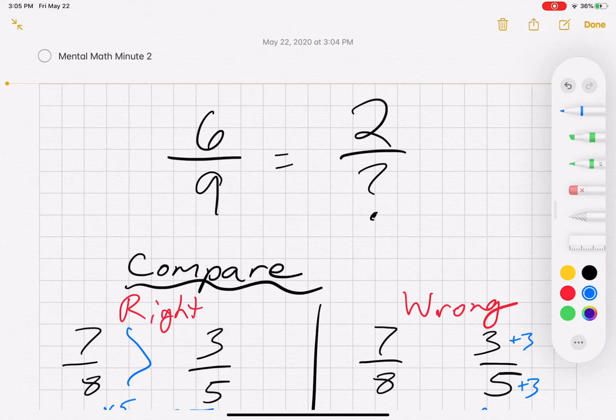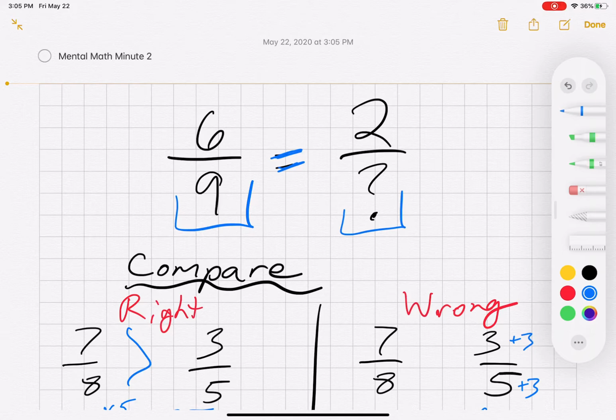Okay, so we're doing mental math again, and these problems I took from things that I noticed that people are making common mistakes on. So if we look at the first one, 6/9, and we're trying to make an equivalent fraction, and we have just numerators to go by. What I want you to think about is how do we find that denominator?